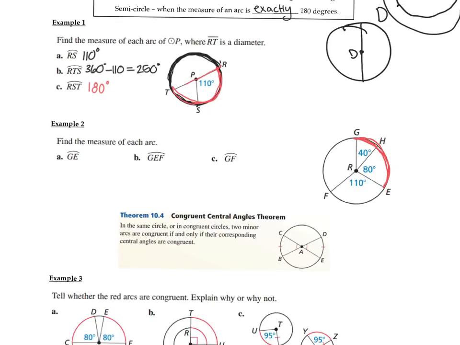So GE is going to be 40 plus 80. Did I say 180? I meant to say 80. So 40 plus 80 is going to give us exactly 120 degrees. Okay? Now, GEF, right? I'm going to go ahead and erase this.